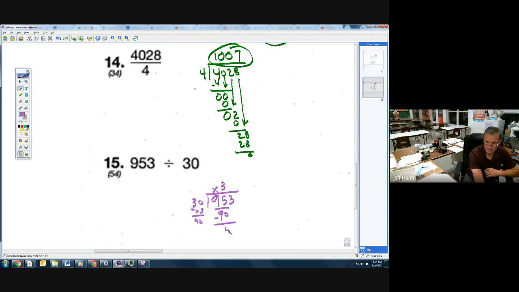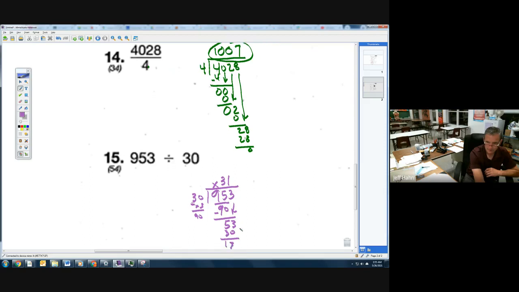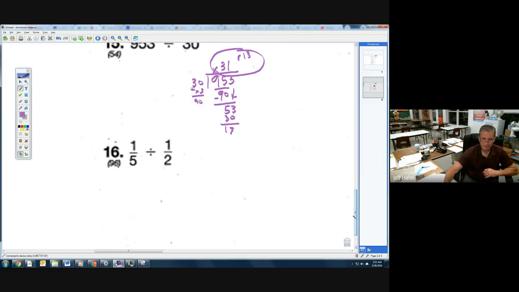I subtract. I get 5 left over, which is good because it's less than 30. How many times does 30 go into 53? Just once. And it looks like I have a remainder of 13. 31, remainder 13.